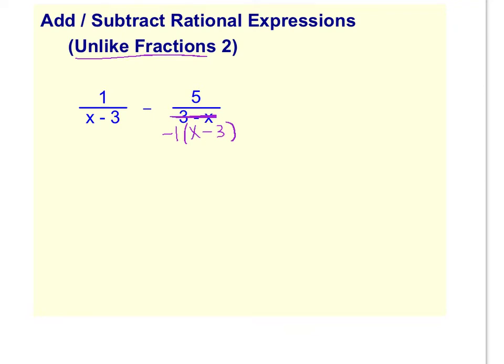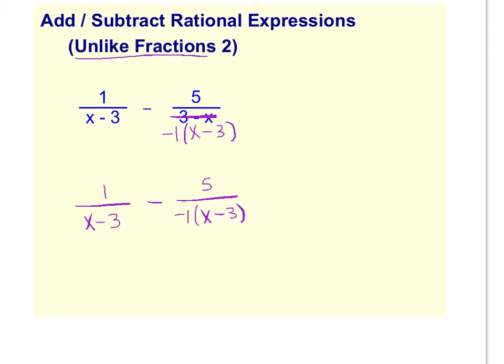Alright, so let's just rewrite the problem so we can see where we're at. We have 1 over x minus 3 minus 5. And then all that we did was factor that denominator. So now here is our denominator. So do we have a common denominator? No, we don't, but they do have something in common now that we factored out the -1. You can see they both have the x minus 3.